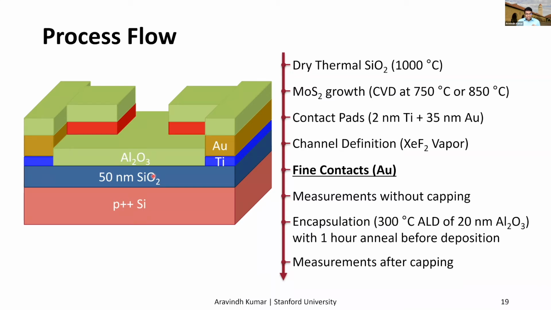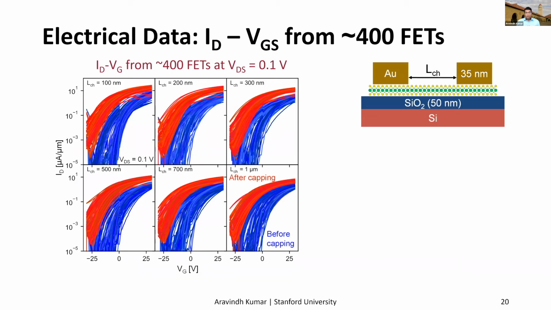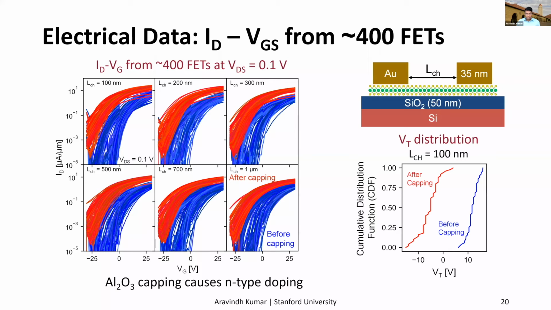We use 50 nanometer silicon oxide backgate dielectric here because any thinner oxide would be damaged by the MoS2 growth, which happens at a higher temperature. So we are showing the ID-VG characteristics from all the 432 transistors grouped by the channel lengths. Again, the channel lengths range from 100 nanometers to a micron. And the blue curves are measured before capping and the red curves after capping. So from the shift in the curves, we can see that the capping induces some doping. And that's confirmed by plotting the VT distribution, which shows that the threshold voltage shifts to the negative after the capping occurs.